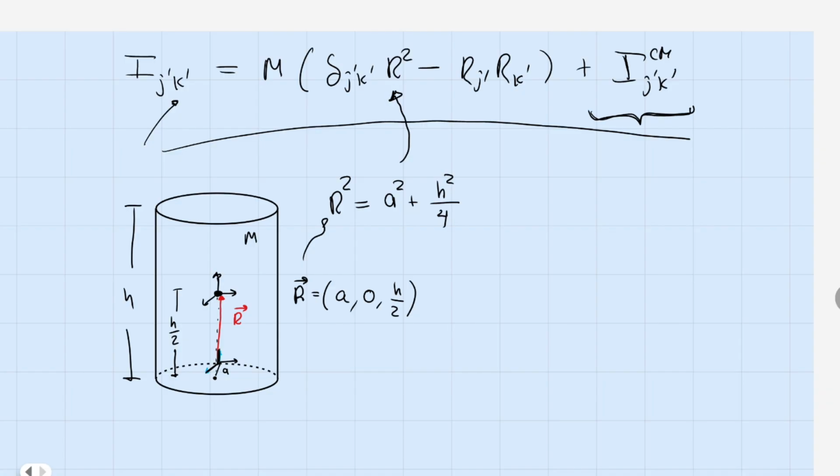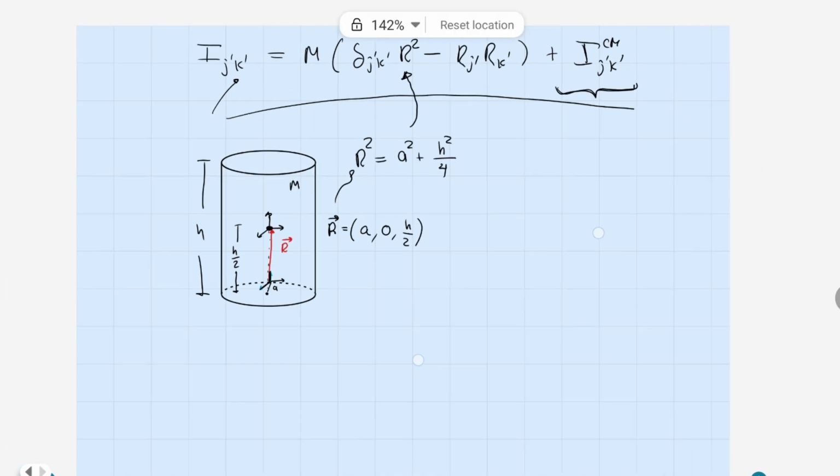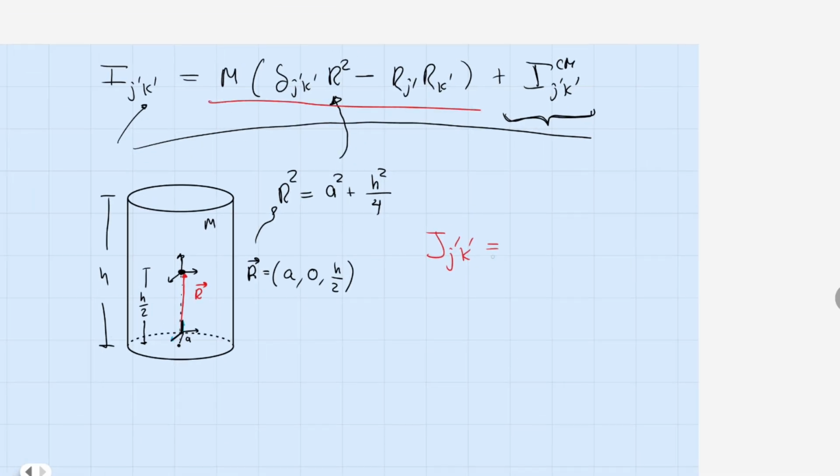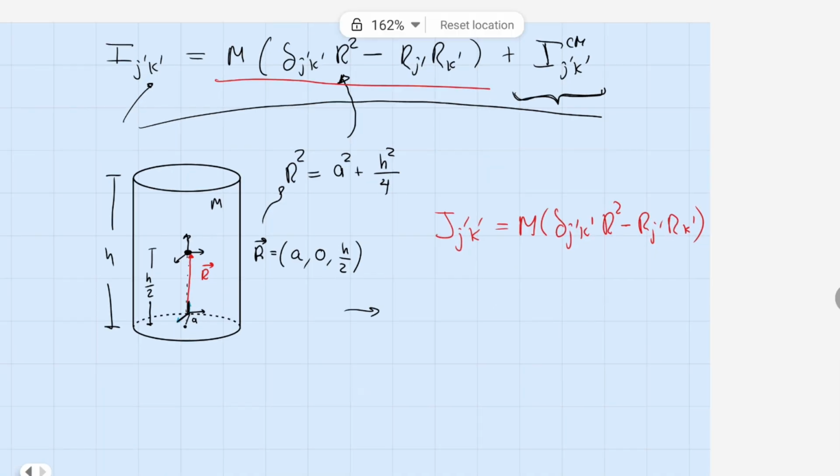Perfect. To be able to calculate this whole thing, let me define a new quantity that we are going to call J for the indices j and k. This is just going to be the mass times the Kronecker delta jk r squared minus rj rk. So the new inertia tensor is going to be Ijk equals Jjk plus ICM jk.